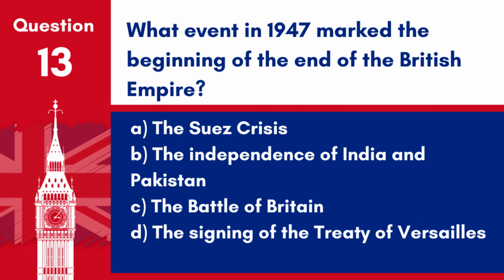Question 13. What event in 1947 marked the beginning of the end of the British Empire? A. The Suez Crisis, B. The independence of India and Pakistan, C. The Battle of Britain, D. The signing of the Treaty of Versailles. Answer: B. The independence of India and Pakistan. The independence of India and Pakistan in 1947 signalled the start of the decolonization process of the British Empire.